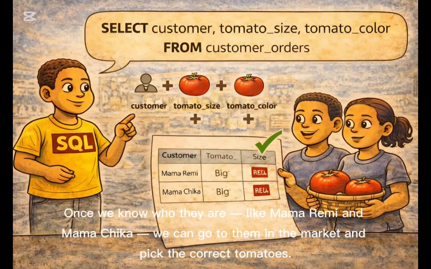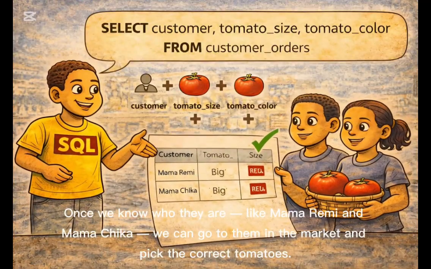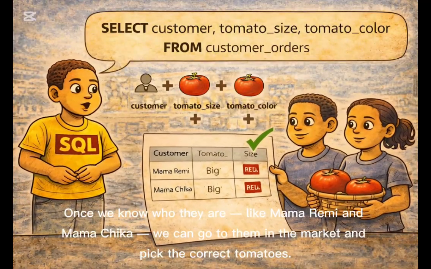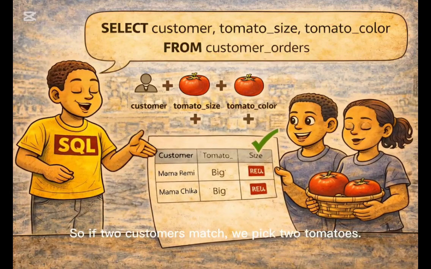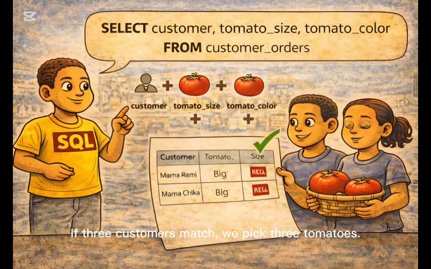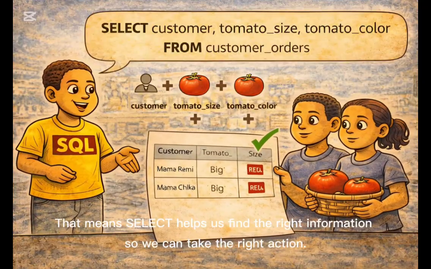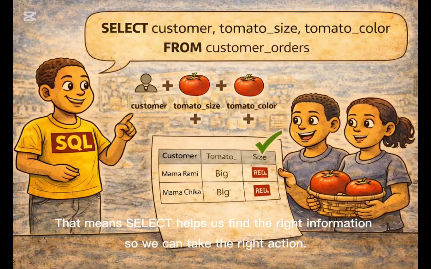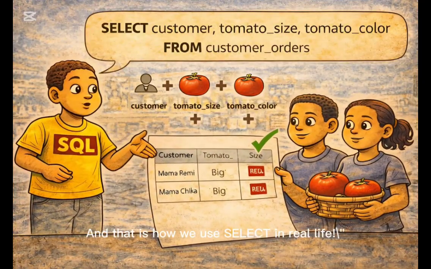Once we know who they are, like Mama Remy and Mama Chica, we can go to them in the market and pick the correct tomatoes. So if 2 customers match, we pick 2 tomatoes. If 3 customers match, we pick 3 tomatoes. That means select helps us find the right information so we can take the right action. And that is how we use select in real life.